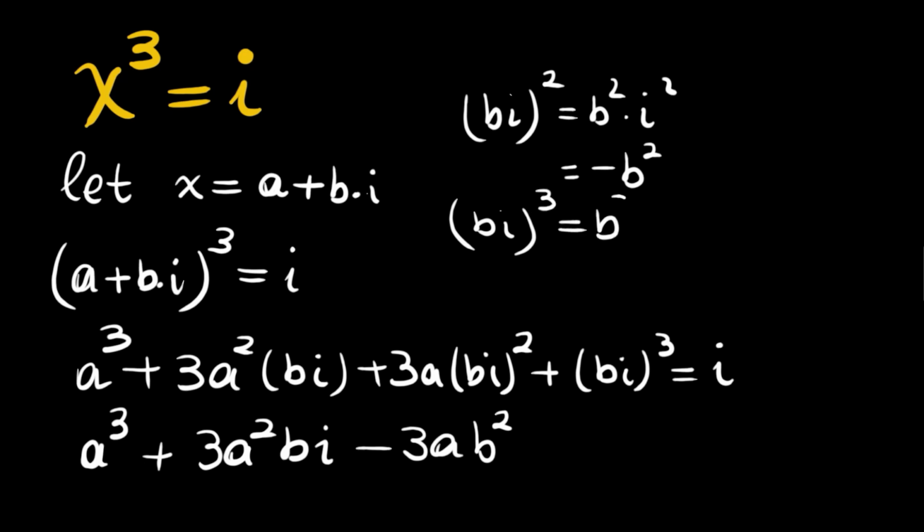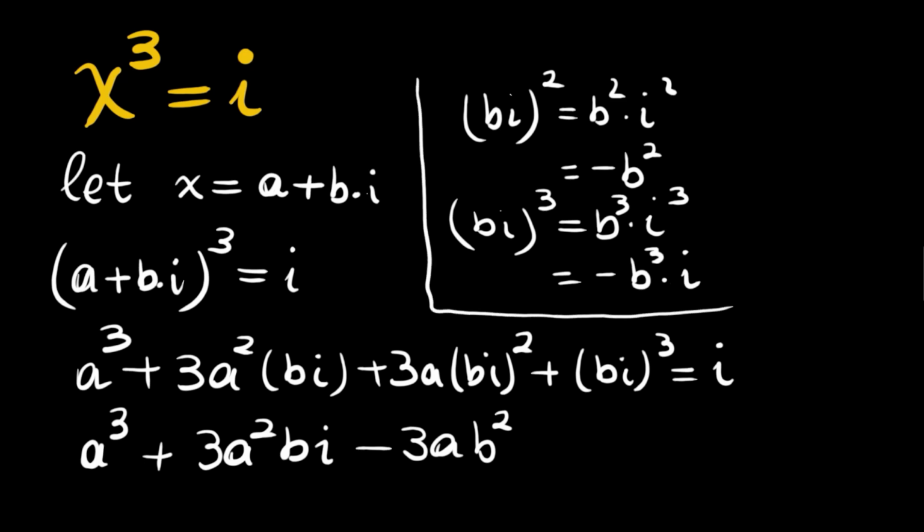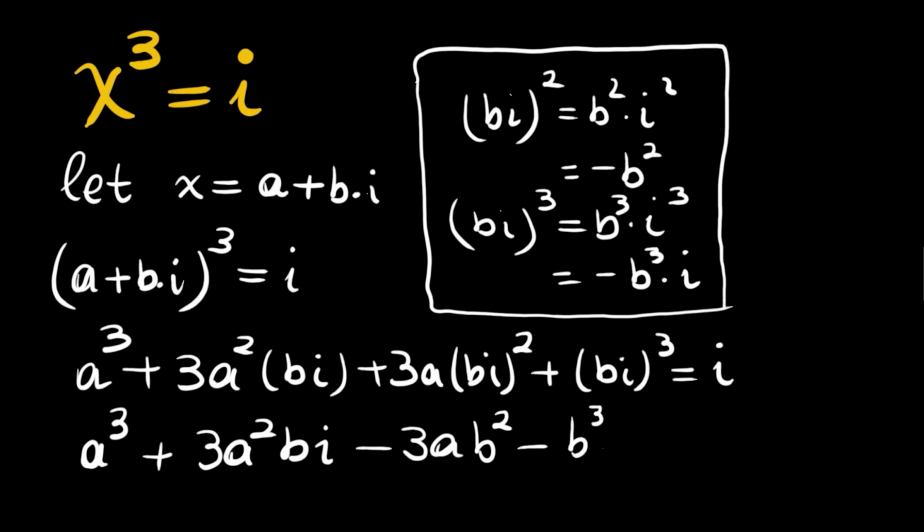and this (bi) cubed is b cubed i cubed, and this is equal to negative b cubed i, since i cubed is equal to negative i. This is i squared times i, and i squared is negative 1, so this is equal to negative i. So we have negative b cubed i is equal to i. This is nice. Let's group some terms.